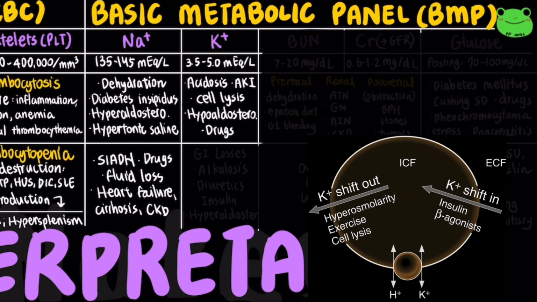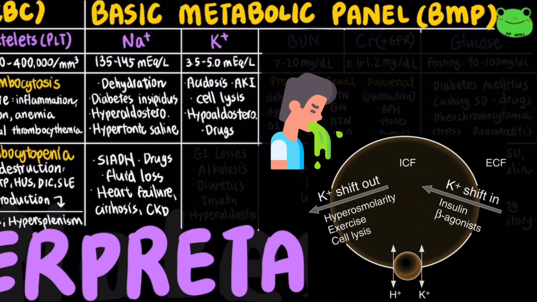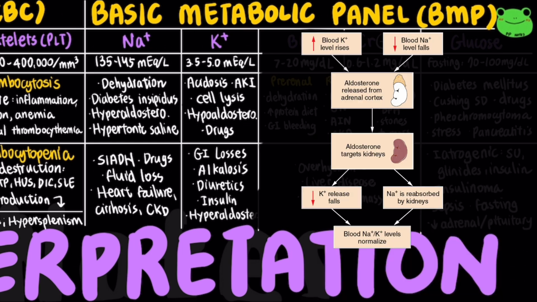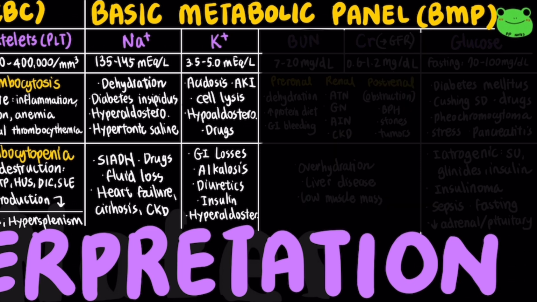When potassium is low, or hypokalemia, it may be due to GI losses from vomiting or diarrhea, alkalosis where potassium drifts into cells, diuretics, especially loop and thiazide types, insulin which drives potassium into cells, and hyperaldosteronism, which promotes potassium excretion. Now let's move on to BUN and creatinine, two key markers we use to assess kidney function.